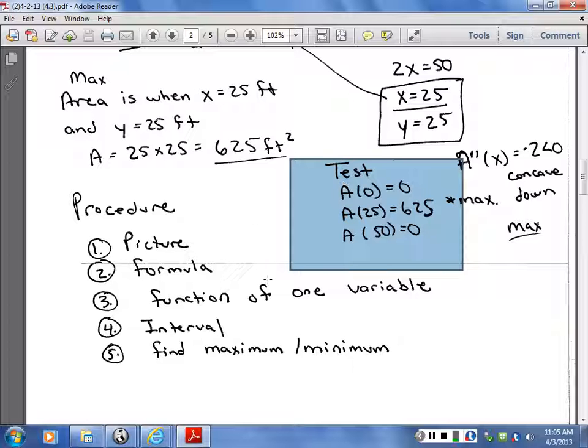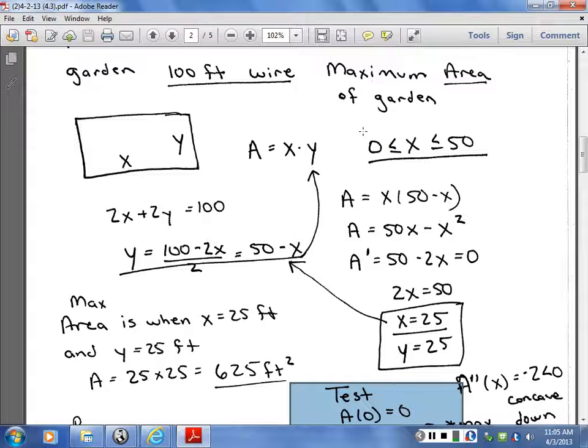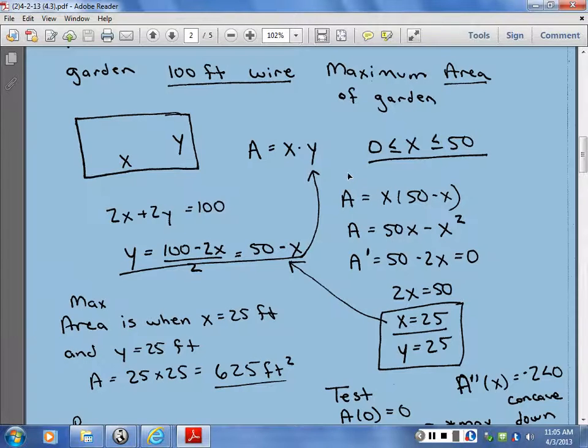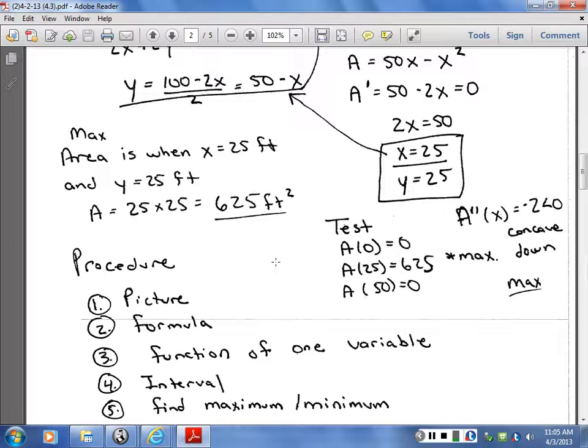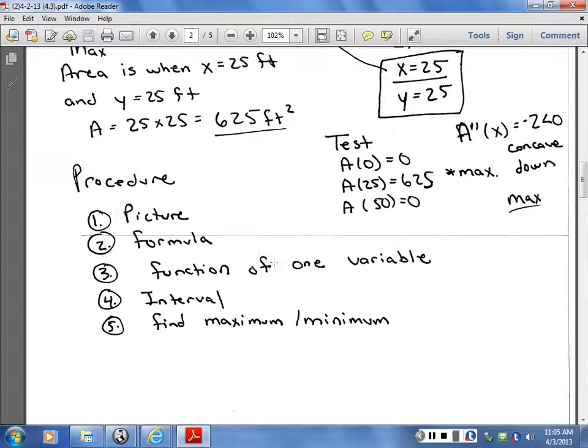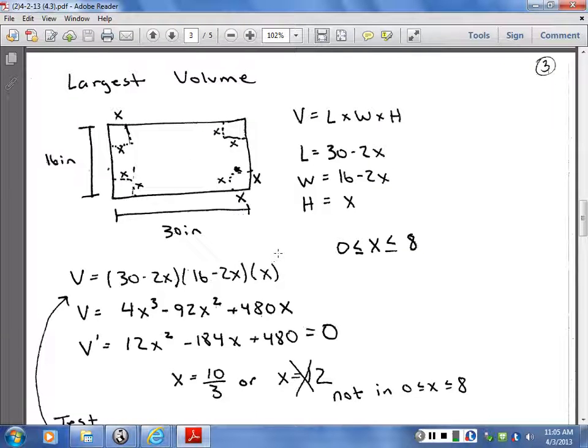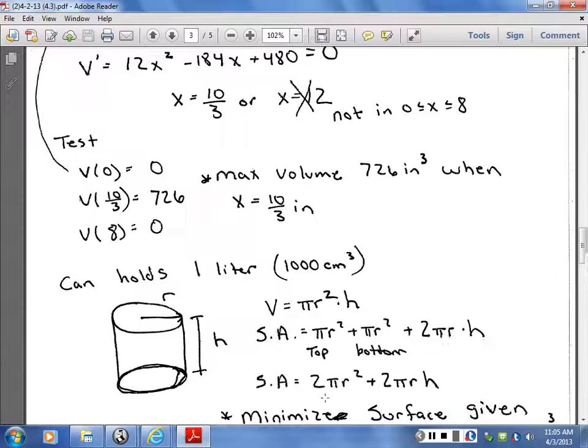In the application problems, it works out because I know if x is 0, then my area is 0, and if x is 50, my area is 0, because y would be 0. But in general problems, you can't assume that, so you have to test those endpoints. We did the example of the piece of sheet metal. If I stamp out an x squared from the corners and fold that up, finding maximum volume. And again, testing those points.